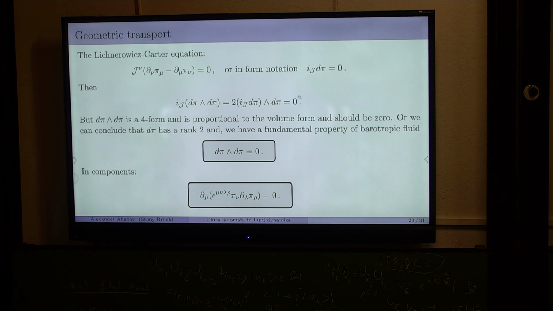Because this means that d pi is not the maximal rank form, but it's a four-form in four-dimensional space-time, so it means that it's 0. So this is 0, but this can be written as a conservation law, and this is actually the helicity conservation law. So something remarkable happened here, because we started from an arbitrary action. Notice that I didn't even use the fact that the action is equal to the integral of pressure as a function of pi. I just said S is a function of pi, and I use the functional derivative.